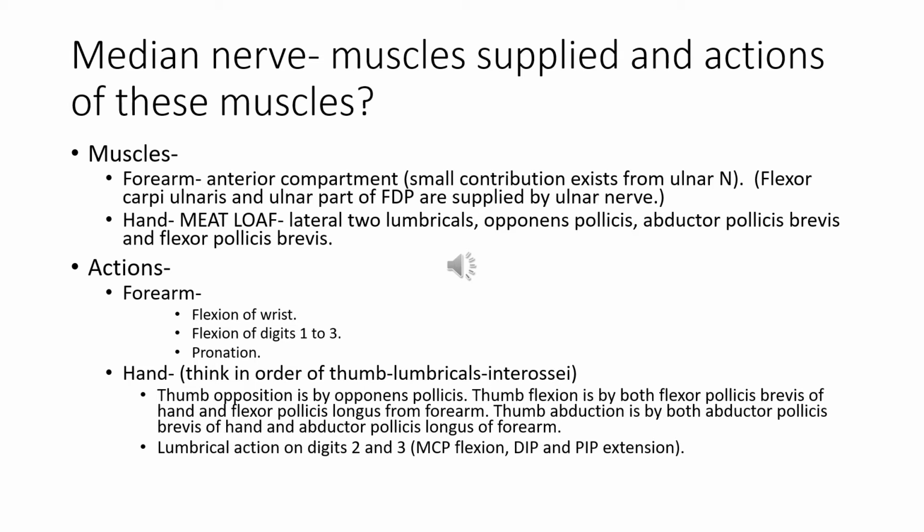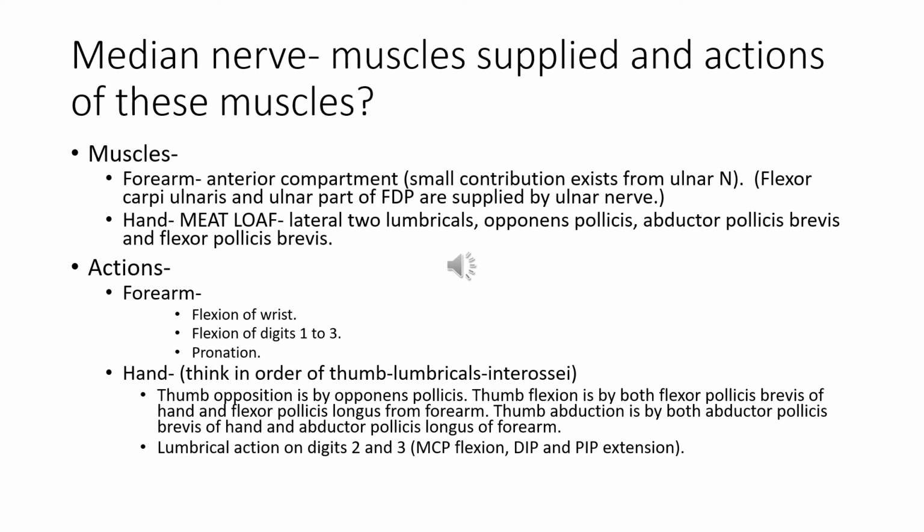Note that opposition of the thumb is by the opponens pollicis, abduction by abductor pollicis brevis and abductor pollicis longus, which is a muscle of the forearm, and flexion of the thumb by flexor pollicis brevis of the hand and flexor pollicis longus of the forearm. Now let us see the actions of the muscles innervated by the median nerve.